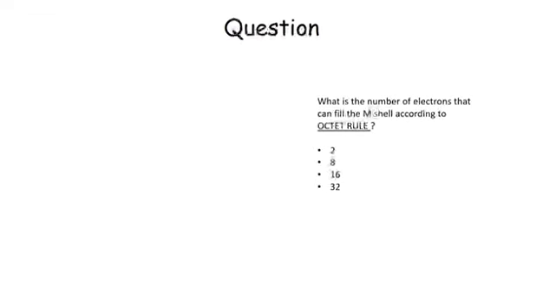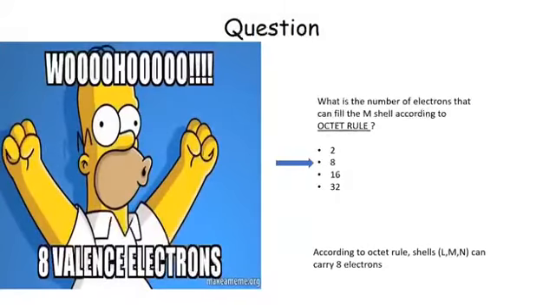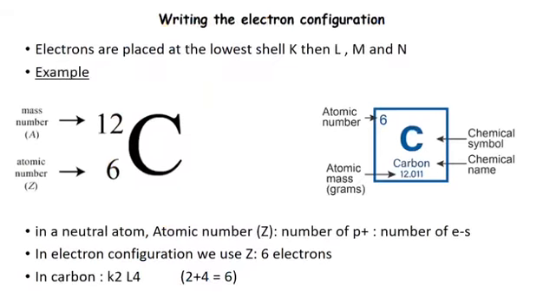Question: what is the number of electrons that can fill the M shell according to the octet rule? Pause the video and think of an answer. If your answer was 8, then you are correct. According to the octet rule, shells L, M, and N can carry 8 electrons.